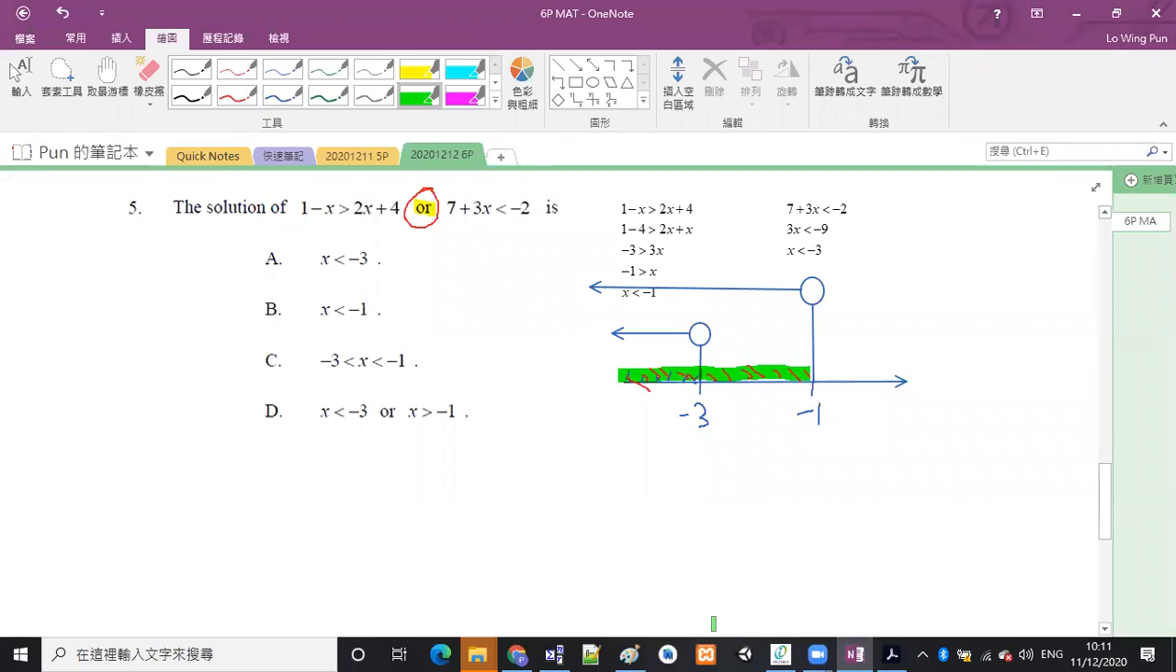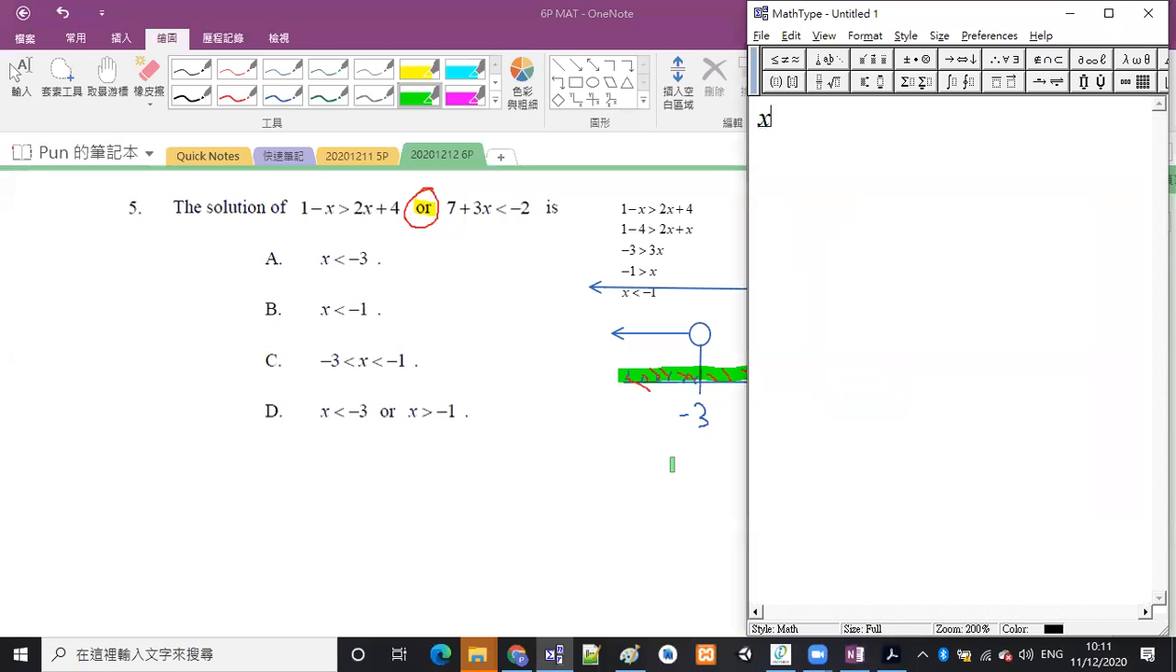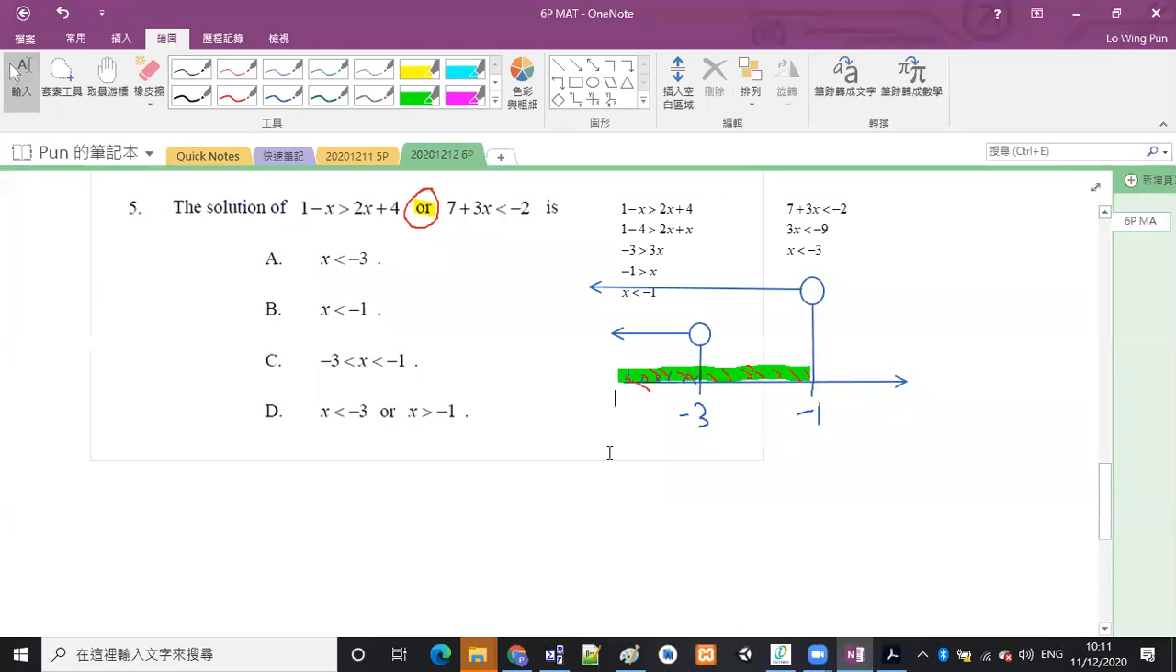Can you get that? And this one is just everything on the left hand side of negative 1. But how can we represent everything on the left hand side of negative 1? It's just x is less than negative 1. So the final answer should be x less than negative 1. The combined solution will be x less than negative 1.